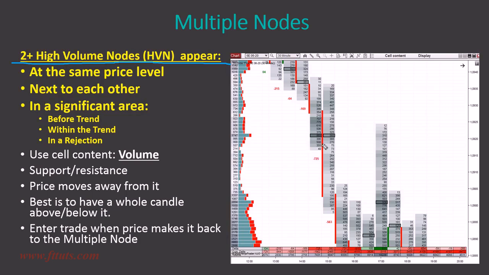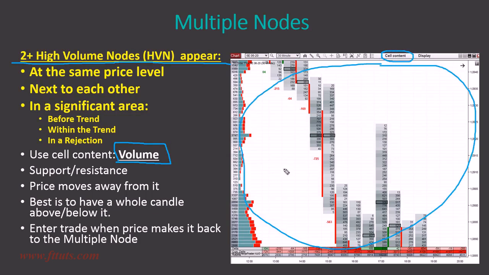Now the setting which I use for this strategy is the volume setting. You can set it up in here in the cell content. You set it up for volumes. The chart will look like this with the nice gradient colors of gray. And those levels which you are going to find are strong support and resistance zones. So this level is a support and resistance zone. In this case, this is a resistance zone.